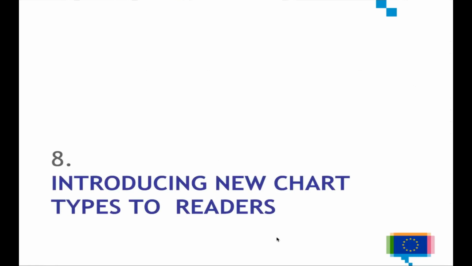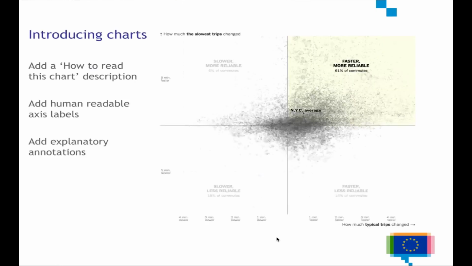Before talking about some other tools, I wanted to briefly also talk about things that you can do to introduce those lesser known chart types to readers, because many of the readers will not be familiar with them. So you need to help them to show how they should read those charts. And there are three things that I wanted to highlight here. One is to add how to read this chart description in the text surrounding the chart, so people can just read how they should read the chart.